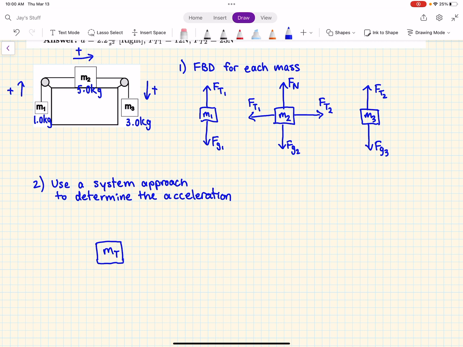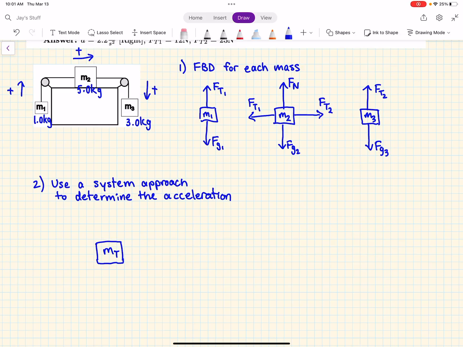So M1 is attached to a string that's pulling on M2, but M2 is attached to the same string that's pulling back on M1. And M2 and M3 also are attached by a string that are pulling on each other. So those things have no bearing on the acceleration of the whole system. So we're just going to look at external forces, which in this case are going to be the gravity forces on either end.